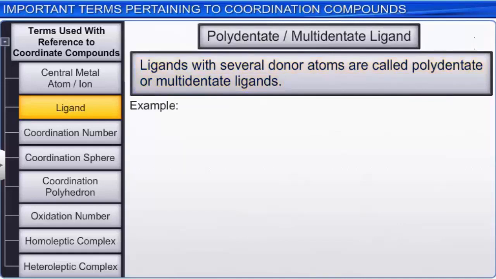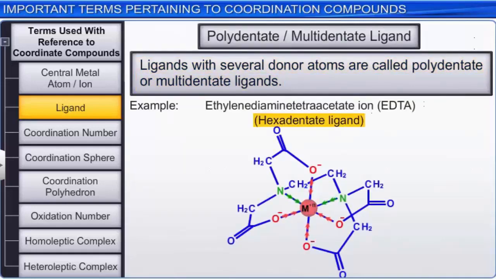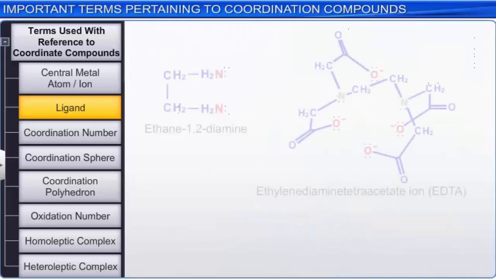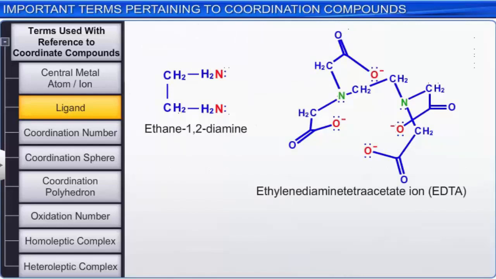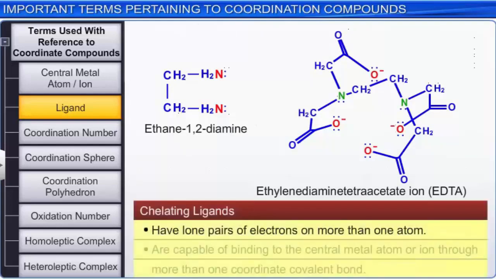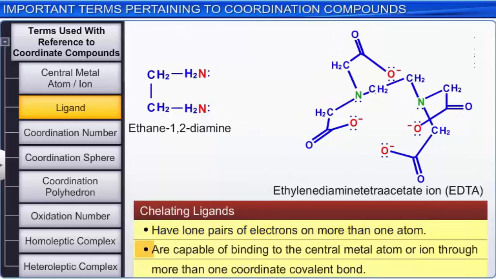See, an example of a multidentate ligand is the ethylenediaminetetraacetate ion, EDTA. In this molecule there are 6 pairs of electrons. It is a single, bigger molecule, and it can donate 6 pairs of electrons from 6 different atoms to the central metal ion. So this ligand is called what? Polydentate ligand or multidentate ligand. These polydentate or multidentate ligands can be called chelating ligands.